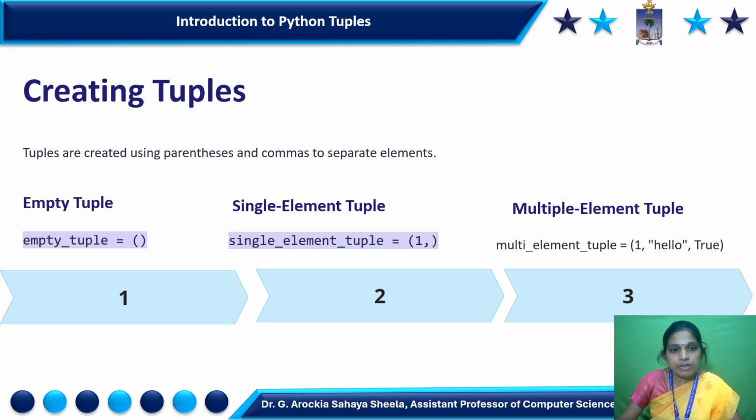The next topic is creating tuples. Tuples are created using parentheses and commas to separate elements. The given example shows an empty tuple. The second example shows a single element, so we call it a single element tuple. In this example it shows multiple values, so we call it a multiple element tuple.